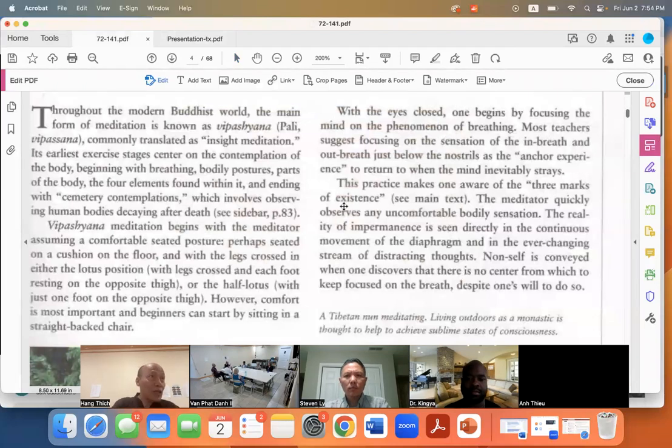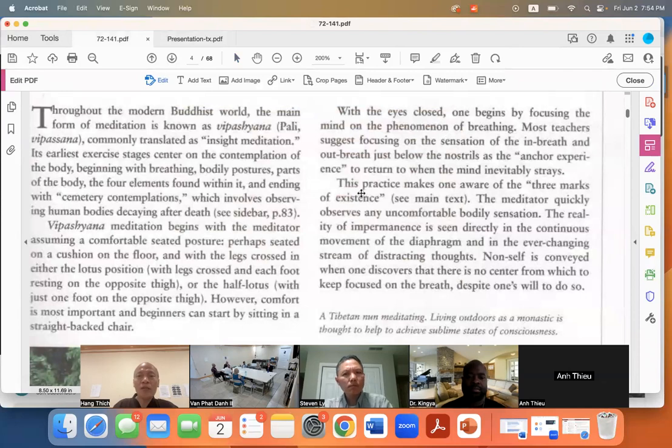Okay, next one. This practice makes one aware of the three marks of existence. The meditator quickly observes any uncomfortable body sensation. The reality of impermanence is seen directly in the continuous movement of the diaphragm and in the ever-changing stream of distracting thoughts. Non-self is seen in the difficulty of keeping focus on the breath despite one's will to do so. You understand that?